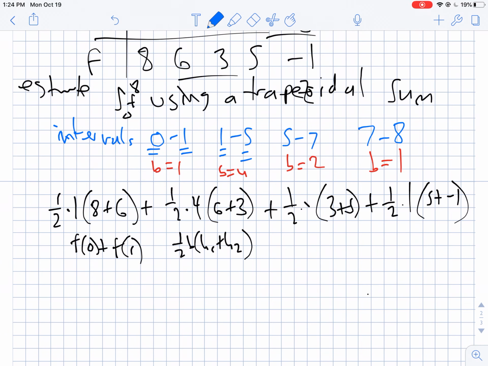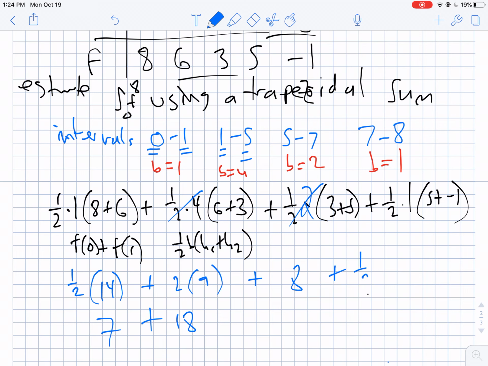You can leave this alone, by the way, but basically this is 1/2 times 14, so that's going to be 7. The 1/2 and the 4, half of 4 is 2, so that's 2 times 9, so that's plus 18. This is very poorly written 2. 1/2 times 2, those just cancel as 1, so that's just plus an 8. And then 1/2 times 4 is just 2. So 7 plus 18 plus 8 plus 2, oh gosh, that's 35.